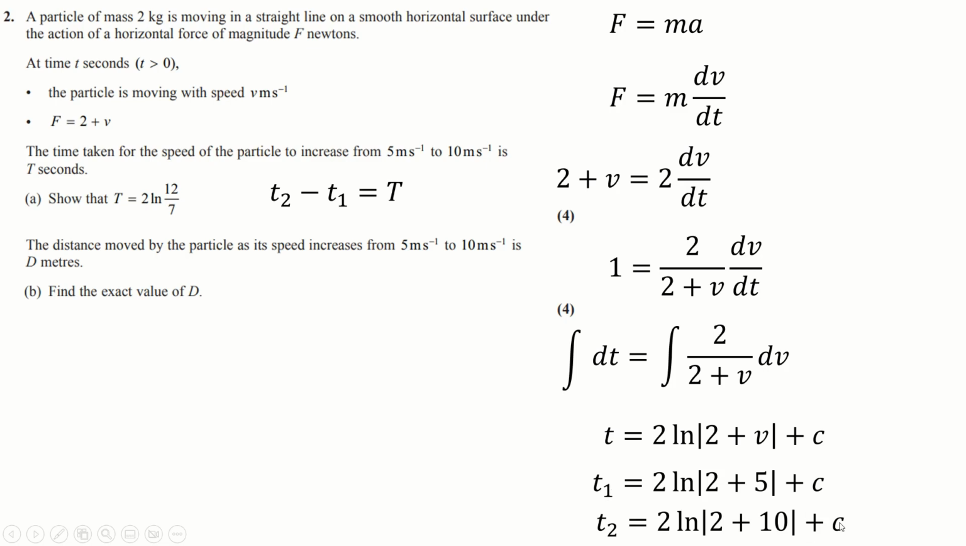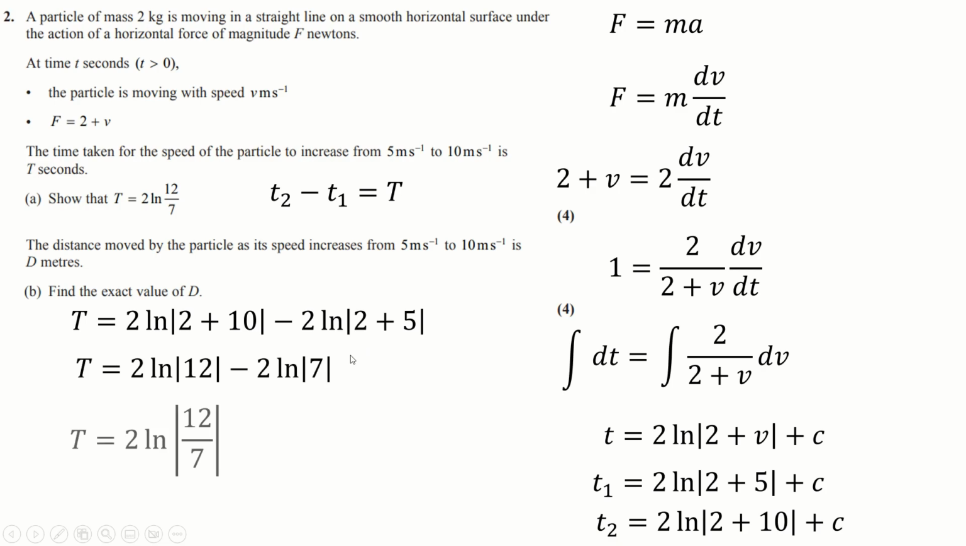And of course, this minus this, the c's will cancel, and you'll just end up taking away the 2 logs. You can divide logs when you're taking away, and so it just ends up being 2 lots of log(12 over 7). You could have just done a definite integral when you integrated here, I should say, which of course cancels the c anyway, and everything ends up being the same. But in any case, we'll get that as our answer there.